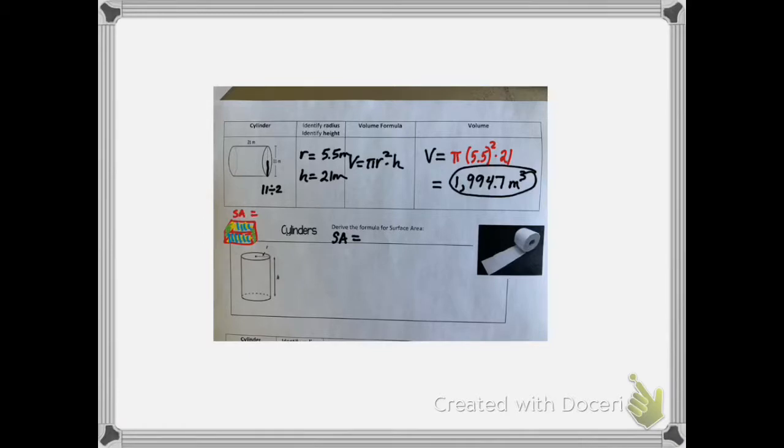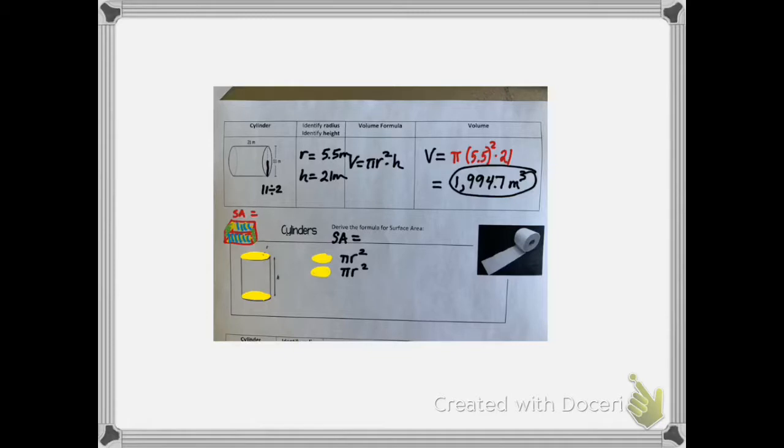So if we look at a cylinder, you could think of this like a roll of toilet paper. What do the surfaces look like? Well, this surface up top and this surface below, those are circles, right? And in fact, there's 2 of them. So what is the formula for area of a circle? Pi r squared. So far we have 2 of those, or 2 pi r squared.